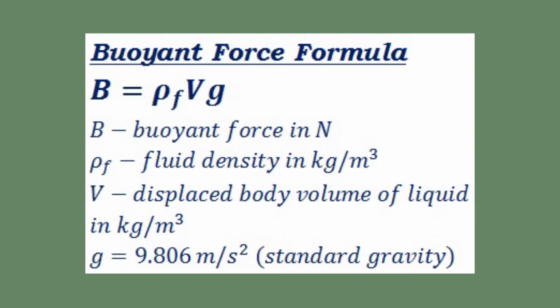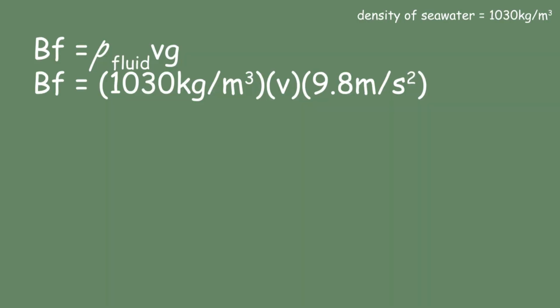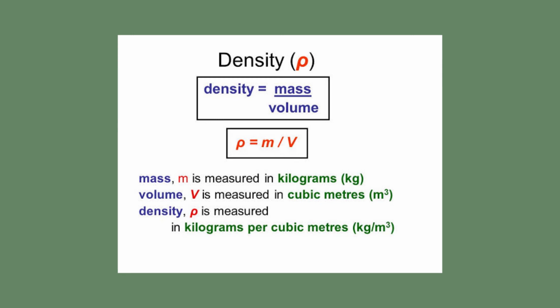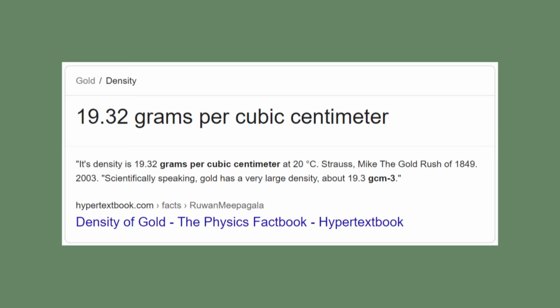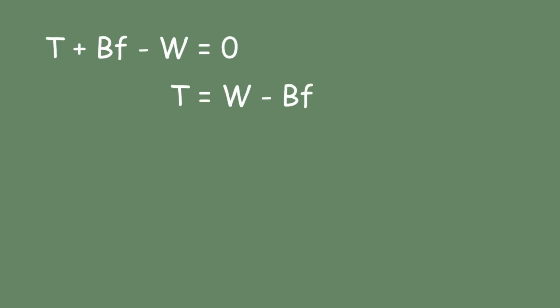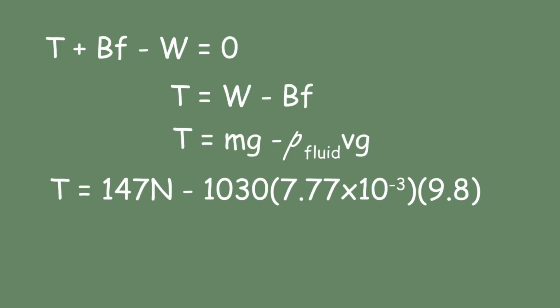Using the formula, buoyant force is equal to the density of the fluid times the volume of the object and gravity. We will now input the given values. But oh no, how do we find the volume of the object? Well, take note that density is mass over volume. So if the density of a solid gold statue is 1.93 times 10 to the power of 3 kilograms per cubic meter, then the volume is 7.77 times 10 to the power of -3 cubic meters. Using that, we can finally finish the equation. Therefore, the tension of the cable when the statue is completely at rest underwater is 68.6 newtons.